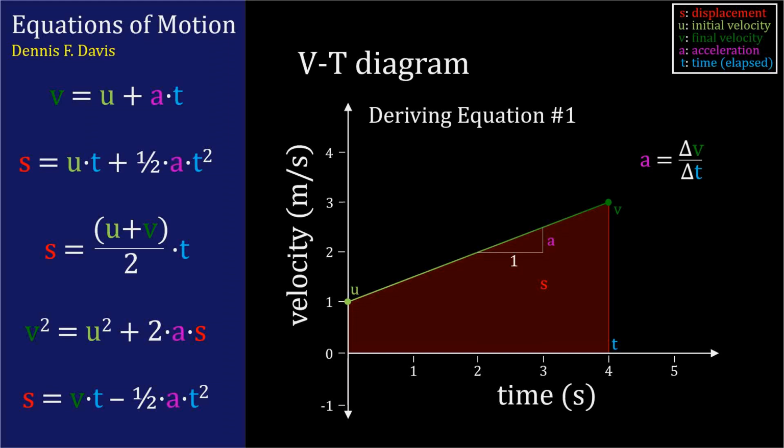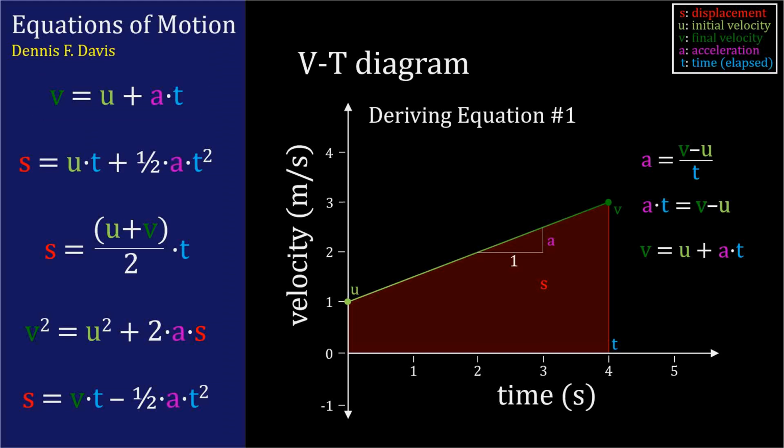A equals delta v over delta t, change in velocity over change in time. This turns out to be v minus u over t. Multiply both sides by t, and then add u to both sides to get v equals u plus at, which is equation number 1. Now let's look at the diagram and construct the same equation.